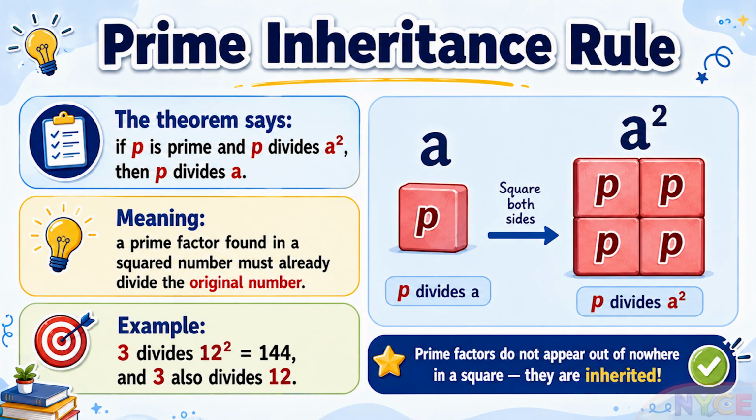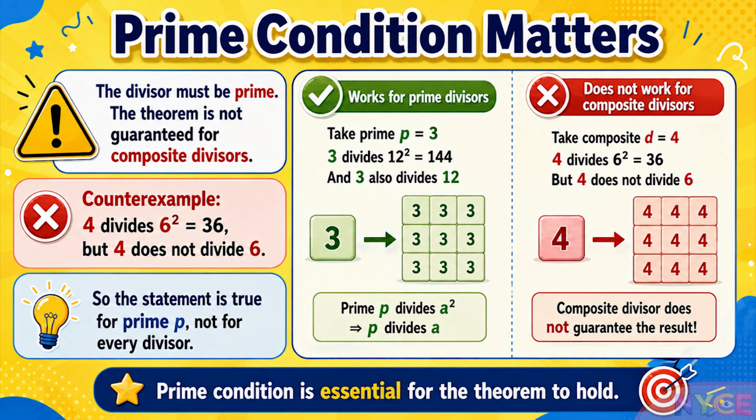Let us summarize. Today you learned the prime inheritance rule. If p is a prime number and p divides a squared, then p divides a. You also learned why the word prime is essential. Composite divisors do not always follow this rule. For example, 4 divides 36, but 4 does not divide 6.